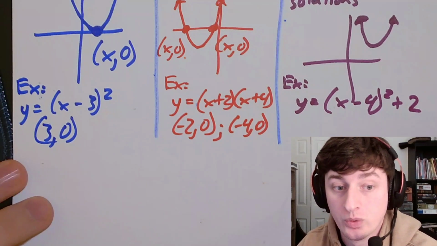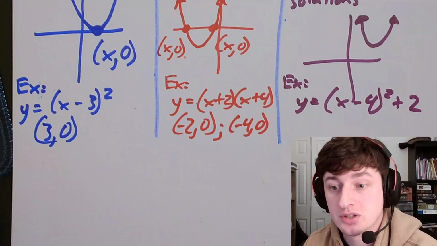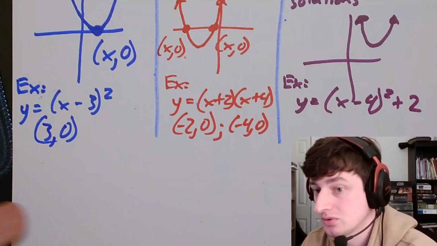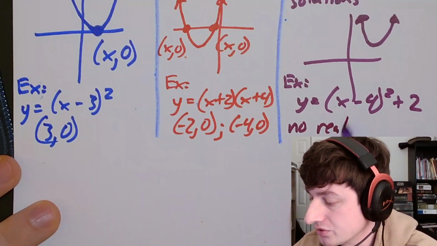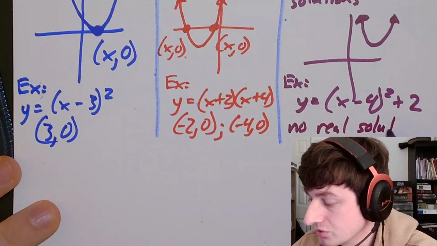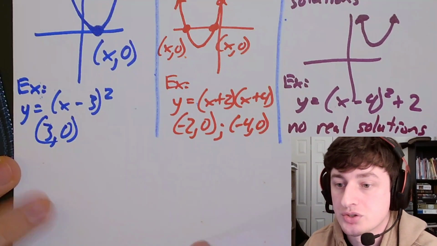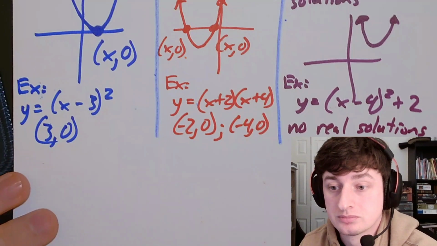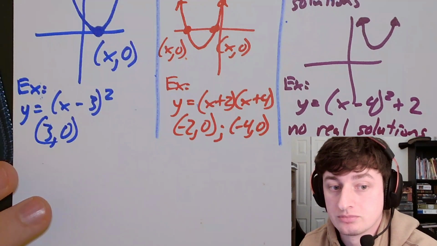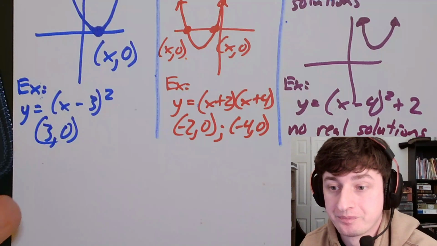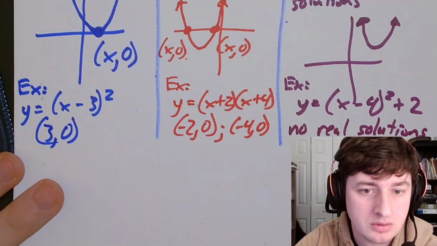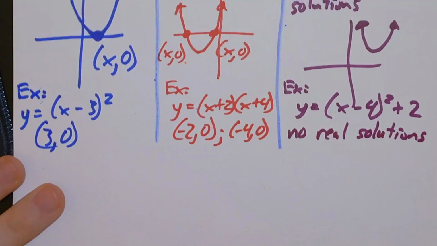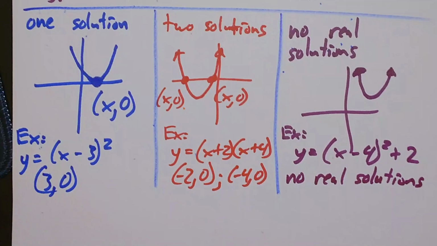So we will eventually talk about imaginary numbers where that is possible, but for now, it says no real solutions. It's going to have solutions, they're just not real, which is confusing, I know. Here, let me actually do this. You can see all.